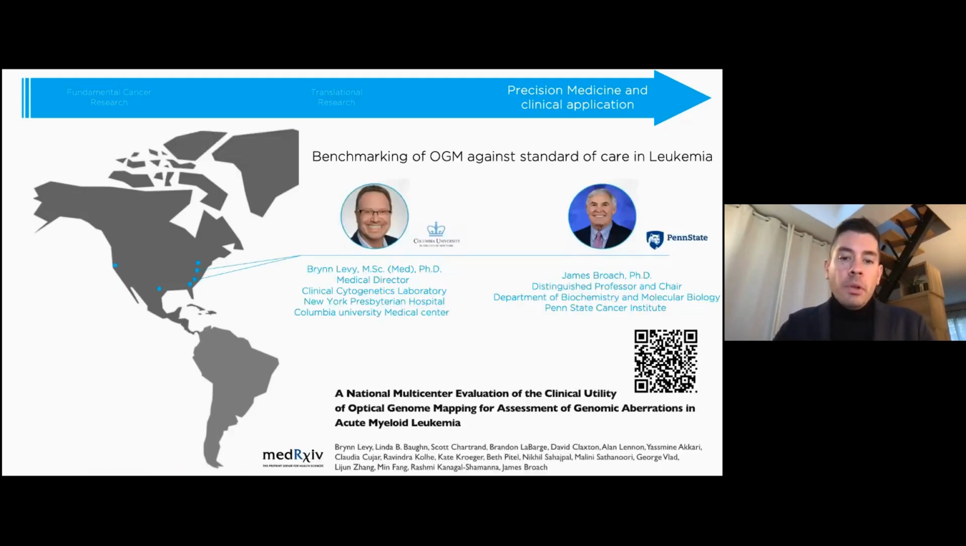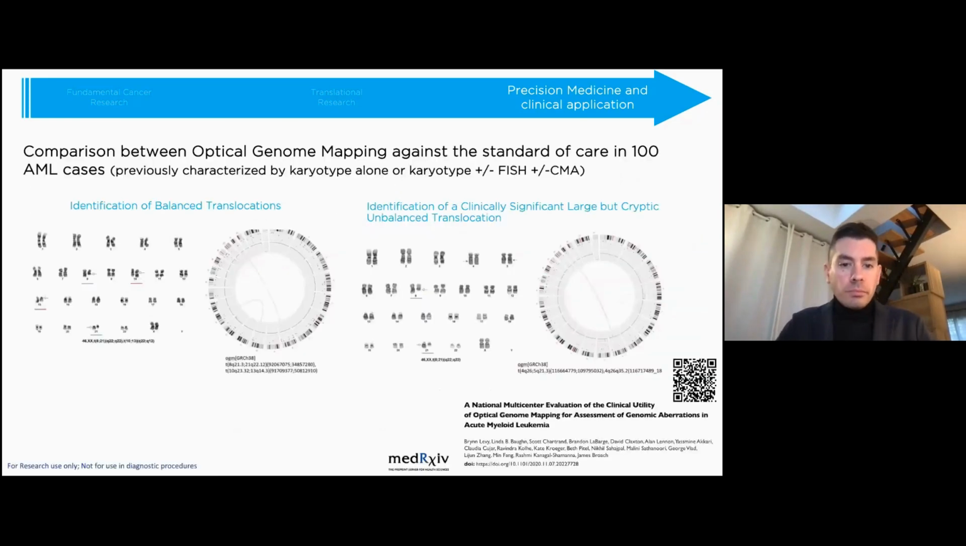The first study is a multicentric study led by Bryn Levy from Columbia University and James Broach from Penn State University. It is a landmark study where optical mapping was compared against the standard of care in 100 AML cases previously characterized by karyotyping, FISH, and chromosomal microarray. Not only did Bionano identify all the clinically relevant variants, SVs and CNVs, reported by this standard of care, but it also identified additional variants in 11% of the cases that had been missed by the routine methods.